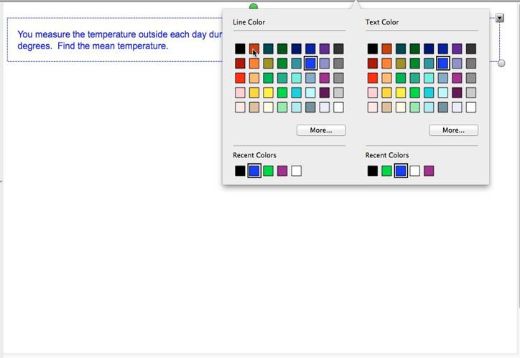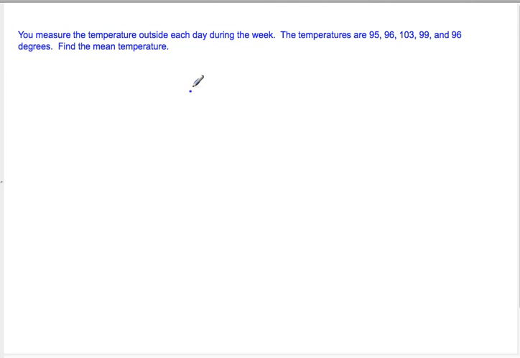So let me get a different color here. There we go. Alright, so we have 95, we have 96, we have 103, we have 99, and 96. Now all these numbers are very close to 100, so I could say, well, 500 minus 5 is 495, minus 4 is 491, 494, 493, I think it should be around 489. Let's see if that's right.